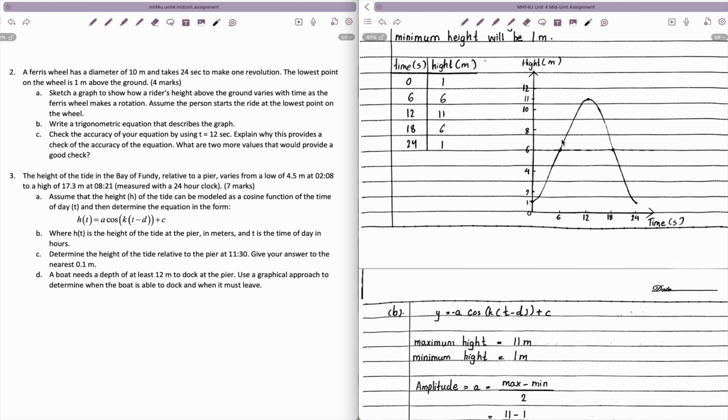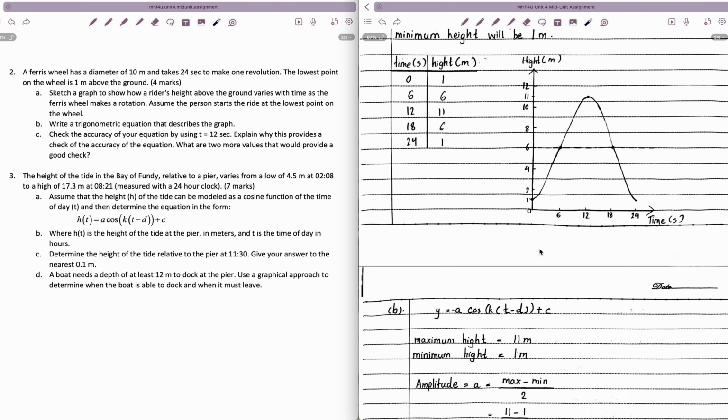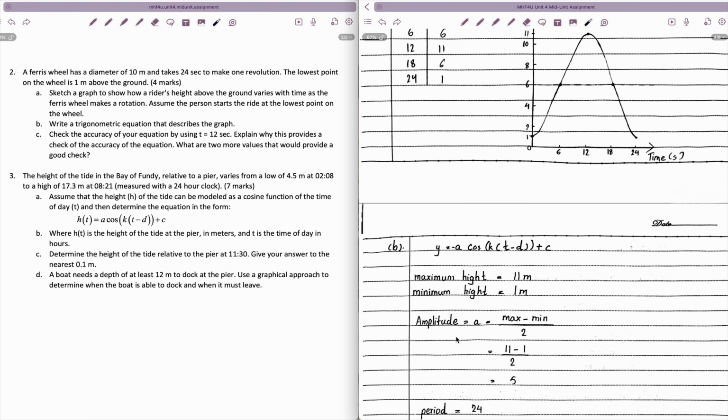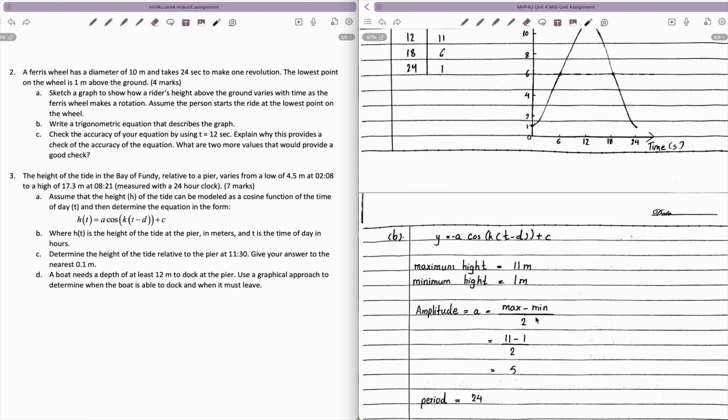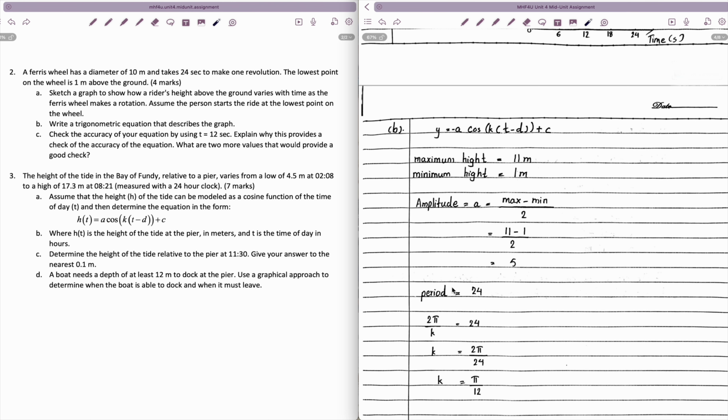In the graph, the maximum height is 11 meters and the minimum height is 1 meter. First we'll find the amplitude. The equation of the amplitude is A equals maximum minus minimum divided by 2. So the maximum point is 11 and the minimum point is 1, so we'll get the value of A is 5. The period is 24, and the equation of the period is 2 pi by k, so we get k equals pi by 12.